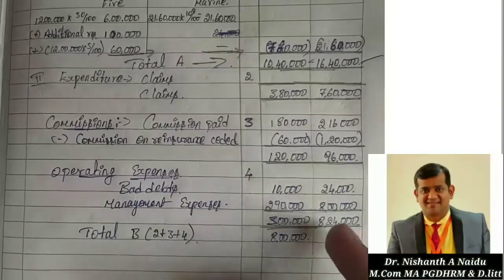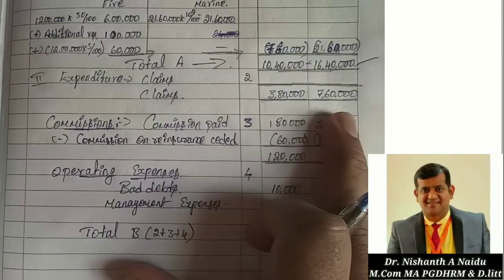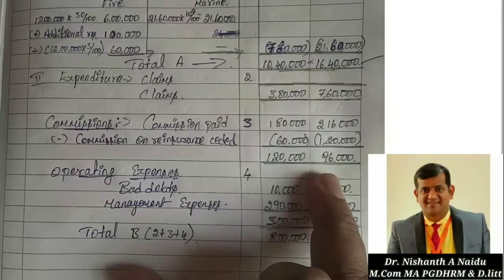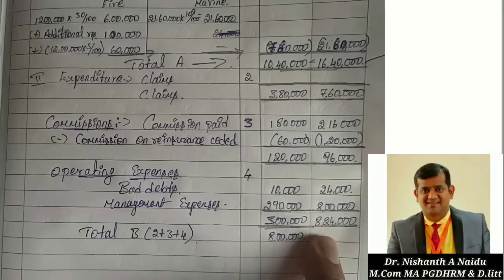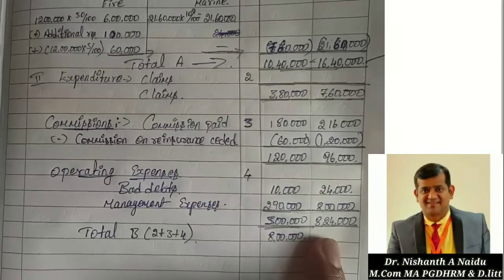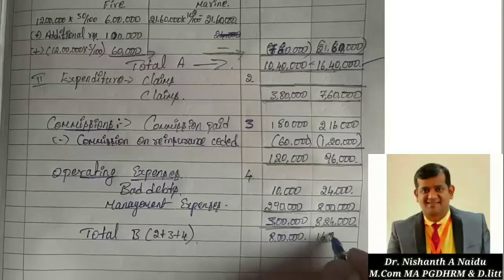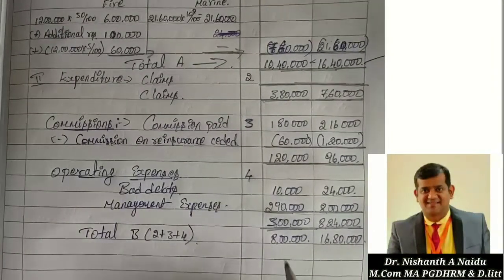The same way for marine. Schedule number 2 is 7,60,000 total, plus 96,000, plus 8,24,000. 16,80,000 rupees. So this is the total B.